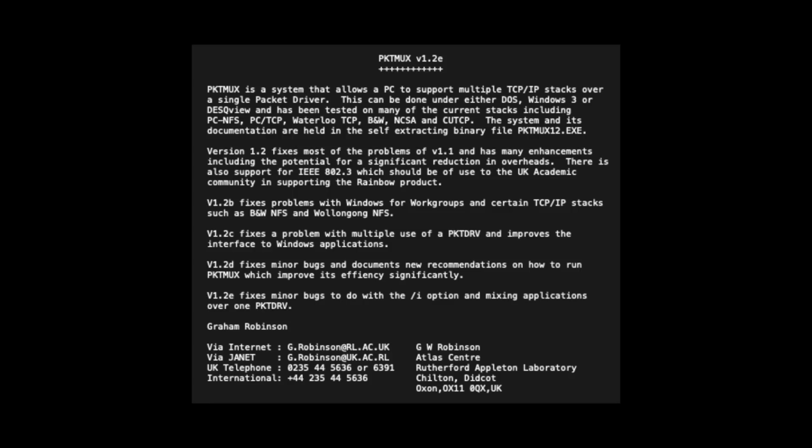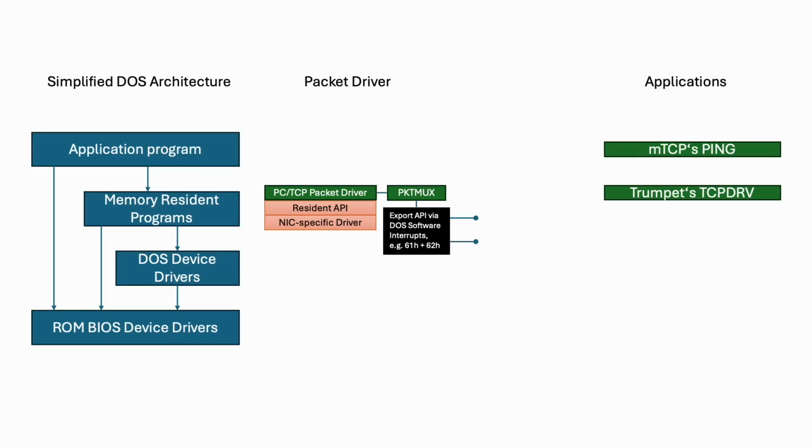The solution to this problem is to use PKTMUX, a multiplexer for the packet driver interface. Once loaded, it allows coexistence of both mTCP and Trumpet TCP and makes things work the way it was intended. Needless to say, that's not an issue specific to the TCP/IP protocol. If I was using different IPX implementations concurrently instead, I would as well require a multiplexer in place, especially when memory resident applications are in use.